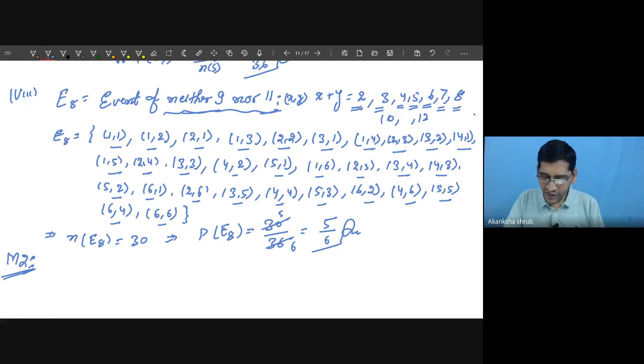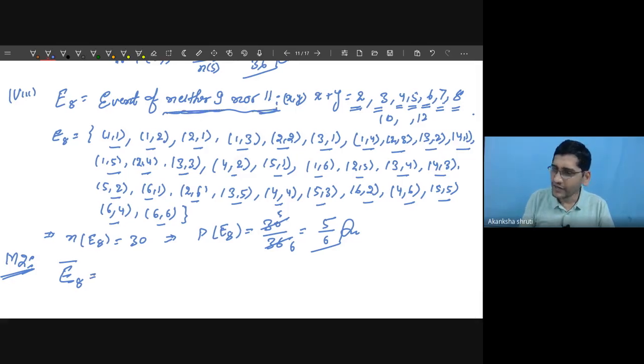So if we are able to count the total number of pairs, which is already 36, it is fixed. But in that, if we are able to count how many of the pairs are going to give us 9 and how many of them are going to give us 11, that can give us the complementary event. Okay, student. So method 2 is what? Write down the E8 bar, meaning neither 9 nor 11.